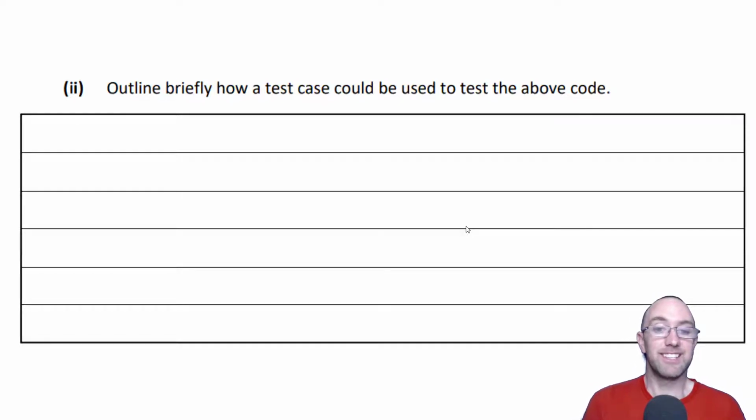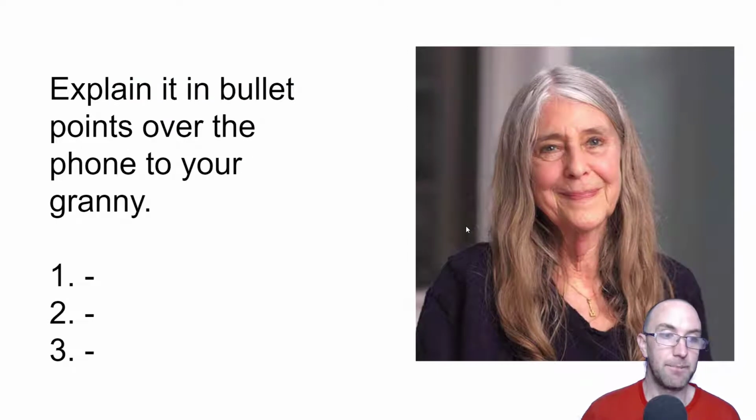outline briefly how a test could be used to test the code above. Well, I would do this like you're explaining it to your granny. When you're explaining anything like this, you could really end up with a giant paragraph, and then if you're not accurate with your speech and your terms, you could go an awful rant and say nothing at all. You would end up talking like a politician. You talk for hours, you don't actually say anything.